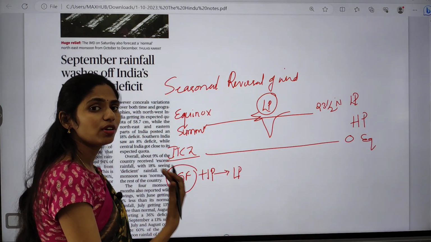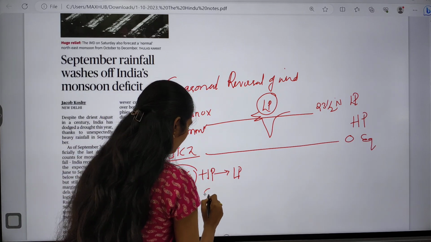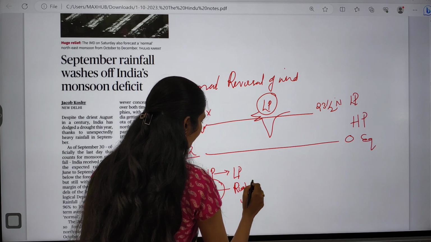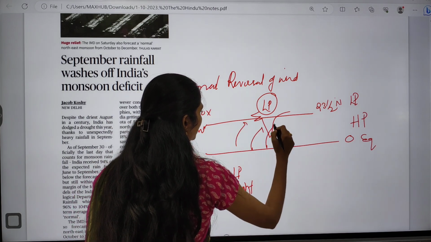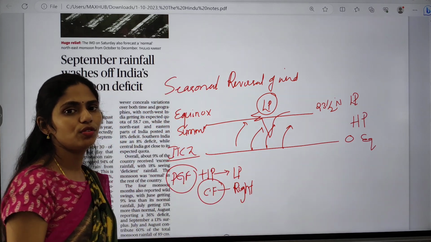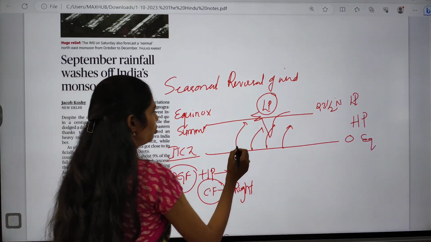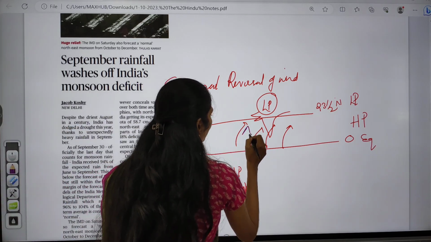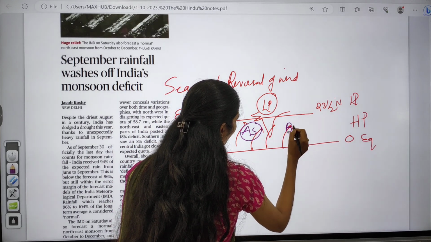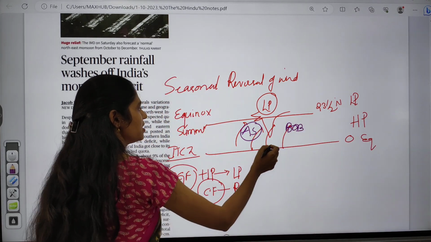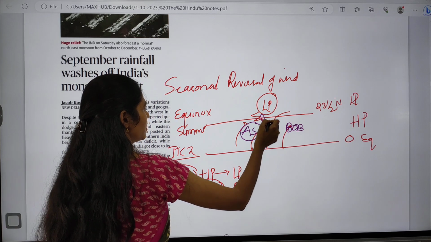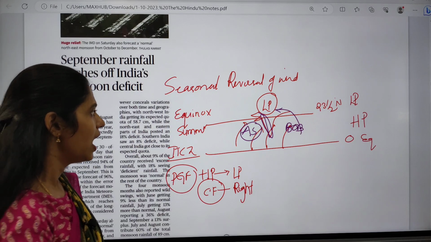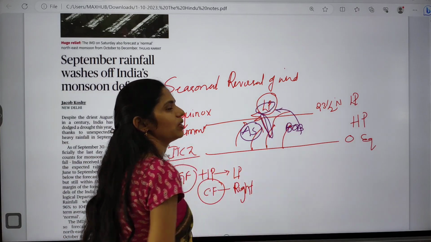Whenever winds are moving from the equator towards the northern hemisphere, because of the Coriolis force, they will be deflecting towards the right. So they will be moving in this direction. Whenever there is a movement of the winds, here we have two branches. How many branches do we have? We have two branches: the Arabian Sea branch and the Bay of Bengal branch. The Arabian Sea branch will be causing rainfall in this western part, and the Bay of Bengal branch will be causing rainfall in the northeastern part, and finally they will be meeting in this northwestern part.